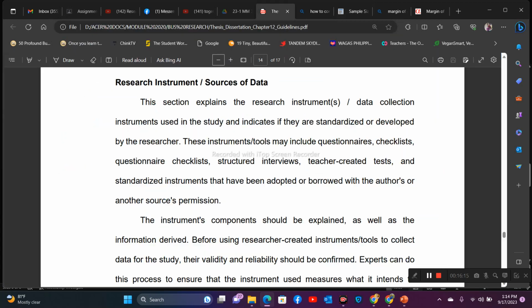Okay? For your research instrument, this is the questionnaire. Okay? It explains what's inside your questionnaire. Okay?